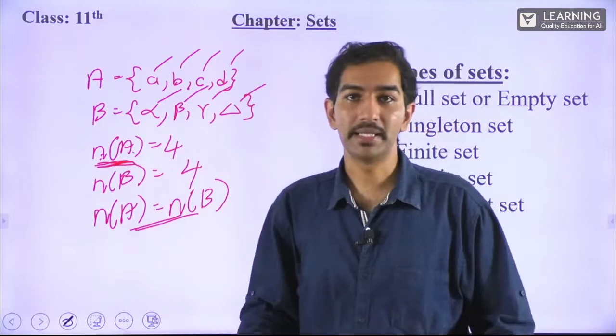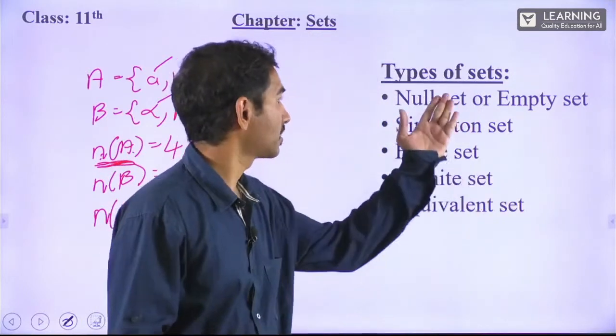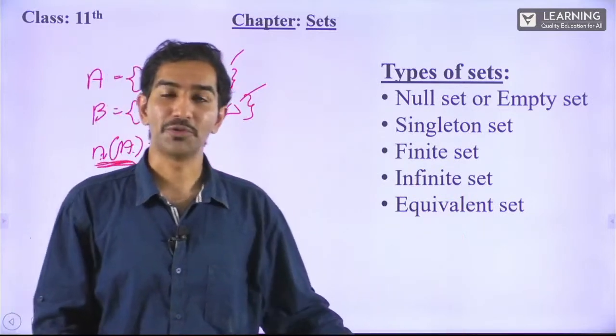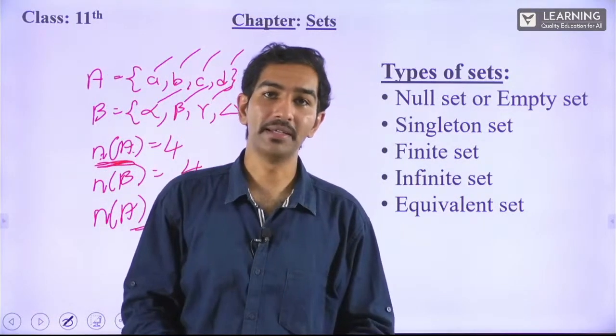So we have studied 5 different kinds of sets. 1, 2, 3, 4, 5. This will continue in the next class again. For this session, we are going to stop here.